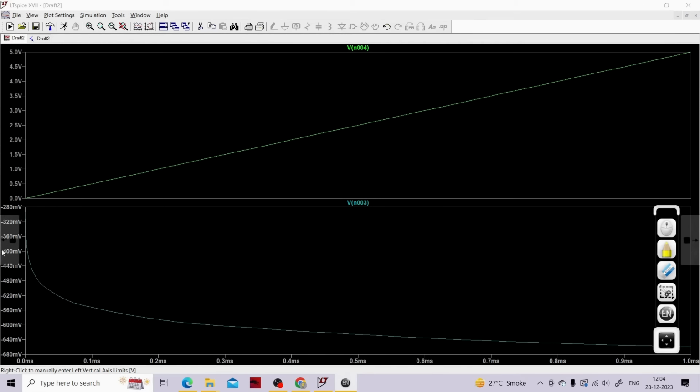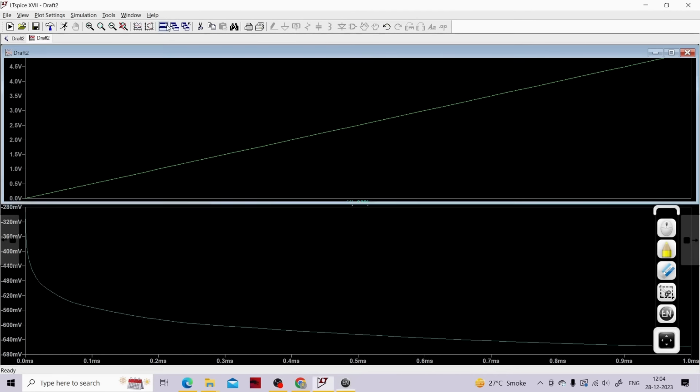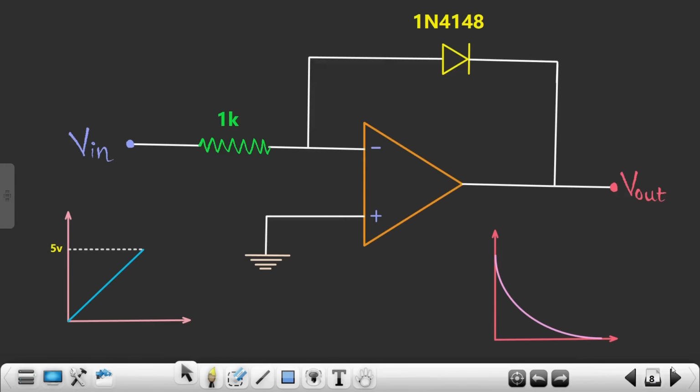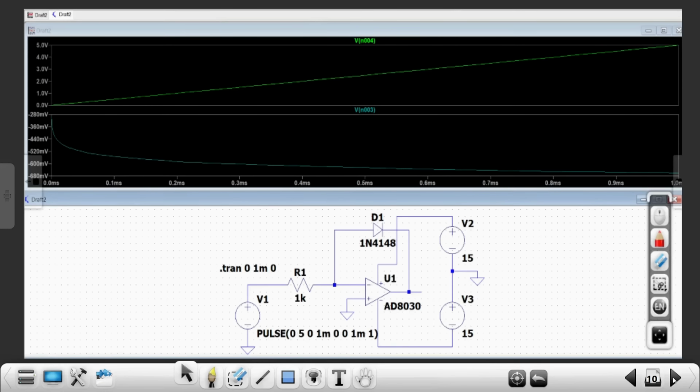Okay, getting my point? That means we are able to obtain a logarithmic curve, or we are able to simulate this circuit with the help of an op amp, although that op amp is not LM741, but that is also fine. So with this, what we can conclude is that your op amp AD8030 is highly stable.